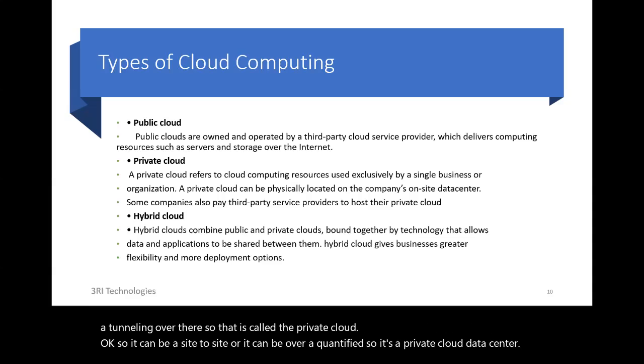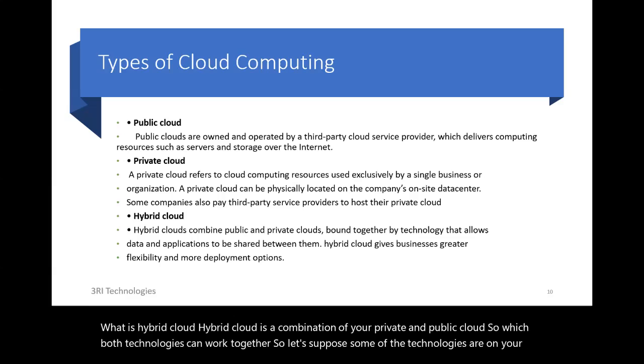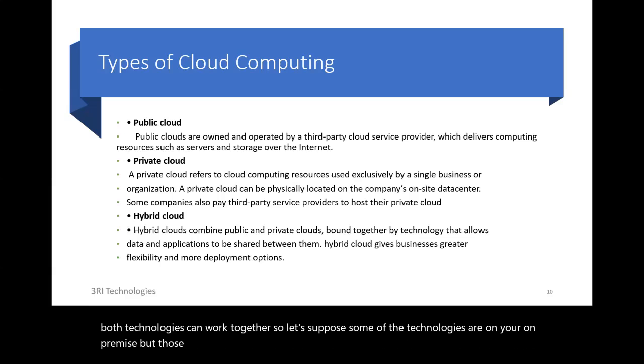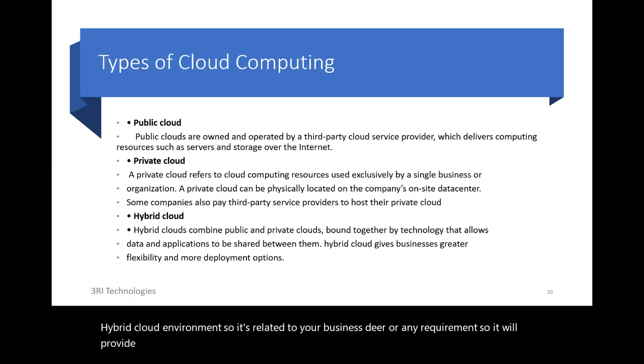What is hybrid cloud? Hybrid cloud is a combination of your private and public cloud, in which both technologies can work together. So let's suppose some of the technologies are on your on-premise, but those are connected to your off-premise. So those things we can connect in terms of hybrid cloud. That is called a hybrid cloud environment. So it's related to your business tier or any requirement, and it will provide flexibility and more deployment options.